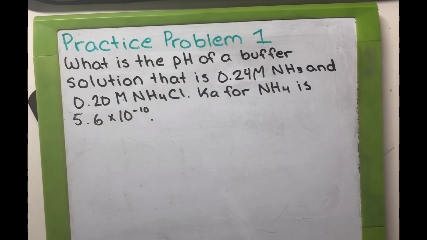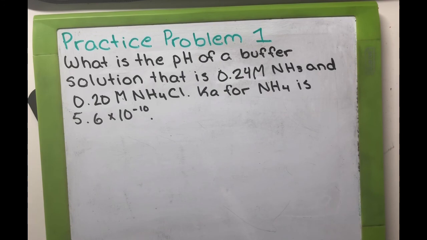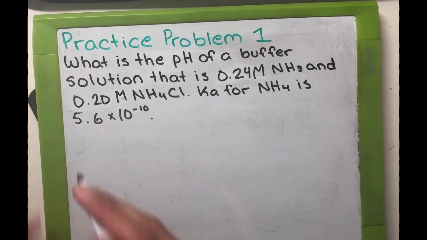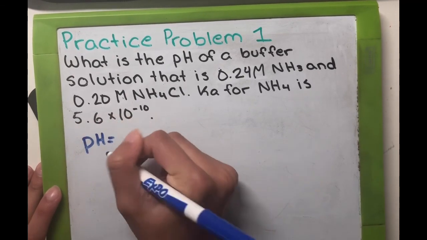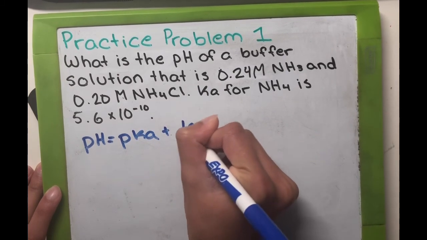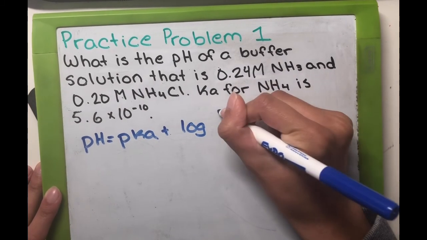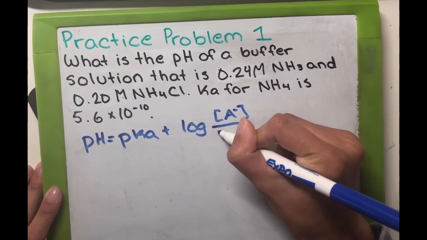Our first practice problem is: what is the pH of a buffer solution that is 0.24 molar NH3 and 0.2 molar NH4Cl? The Ka for NH4 is 5.6 times 10 to the negative 10. So first we're going to write out the Henderson-Hasselbalch equation: pH equals pKa plus log of the concentration of our base over the concentration of our acid.